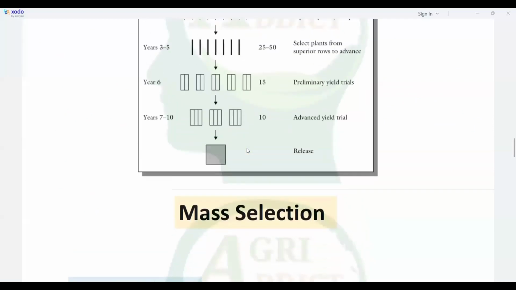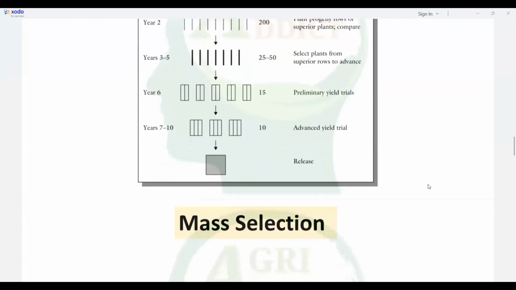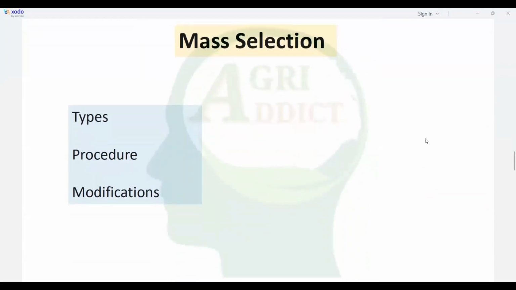And what is the consequence of pure line selection? What happens ultimately? What is the effect of self pollination? Homozygosity increases. Ultimately you will increase the homozygosity, and then you will fix the genotype, right? So that is the thing. And then the next selection that we see is mass selection.